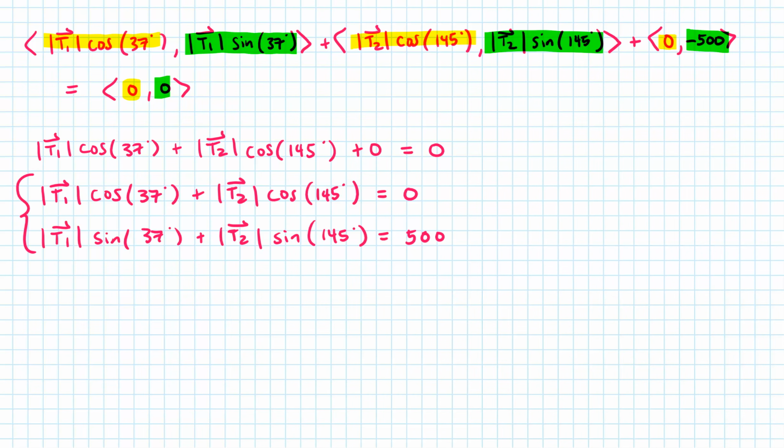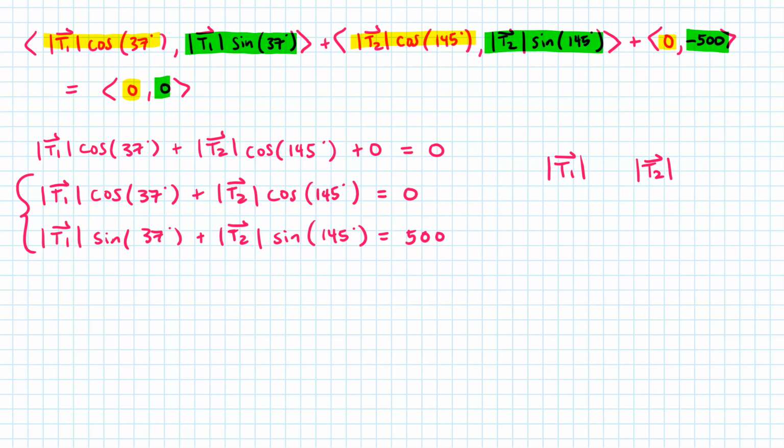Okay, so essentially now what we have is a system of equations, because here we have two equations and two unknown values. The unknown values are the magnitude of T1 and the magnitude of T2. These are our unknown values, and we basically have a system of equations here.